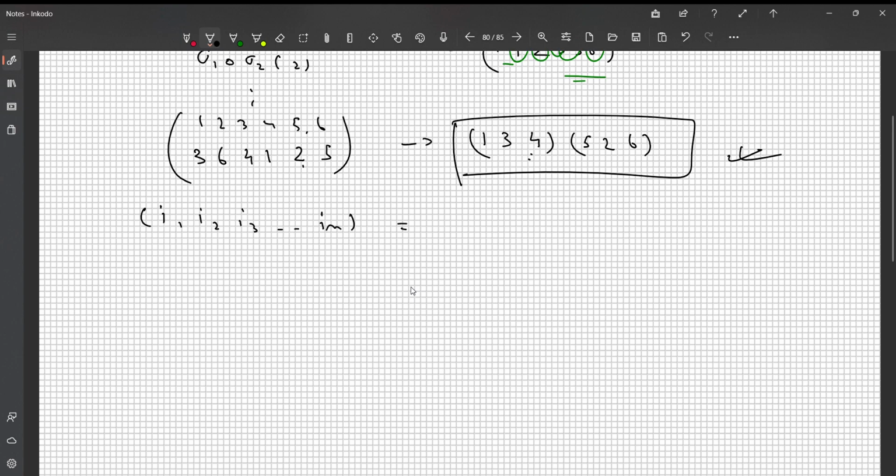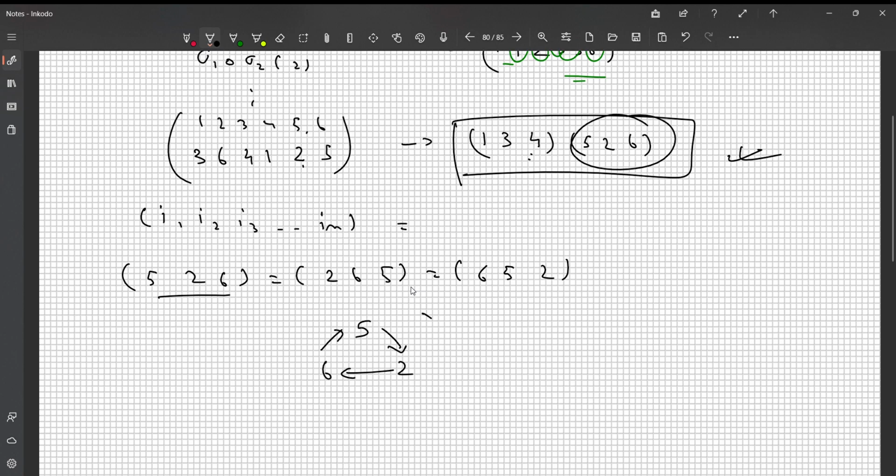One more thing to notice here is that suppose you have the cycle I1, I2, I3 till Ik. You can shift each of these elements to the left by one in a cyclic order. So what I mean is that you have 5, 2, 6 here. You can write this as 2, 6, 5. You can write this as 6, 5, 2. Notice a cycle notation can be visualized as a cycle representation in this form.